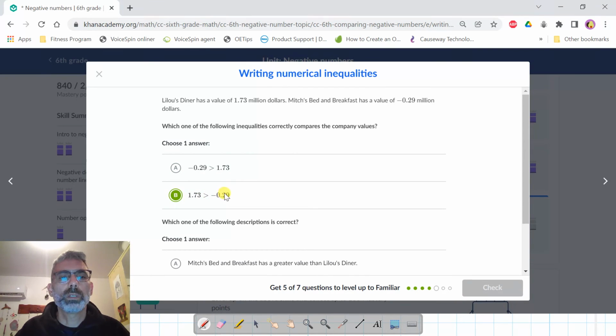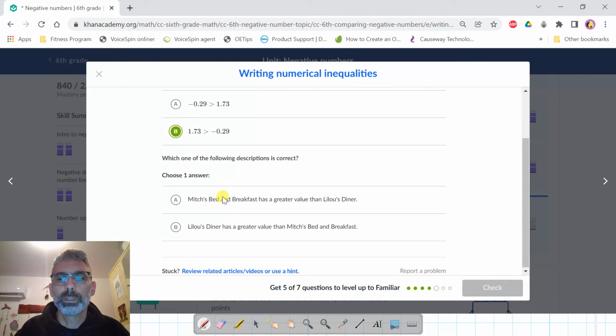1.73 is greater than negative 0.21, because this number is to the right of this number on the number line, and this number 1.73 is positive, and this number 0.21 is negative. So obviously this is a greater value than this.